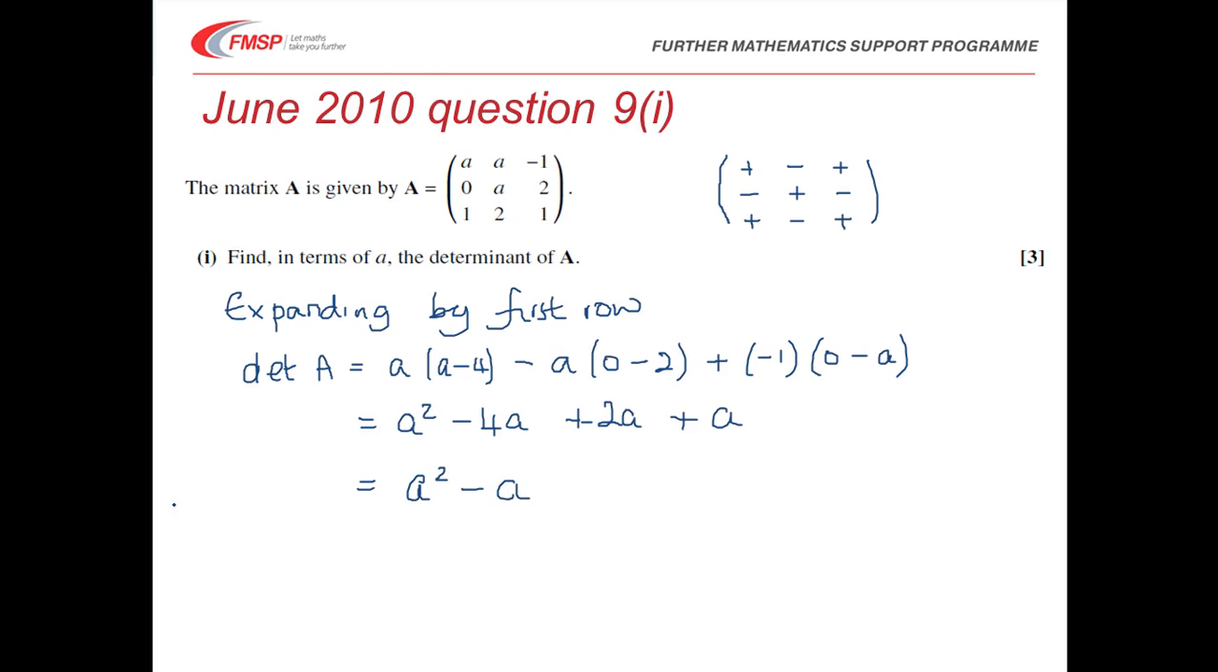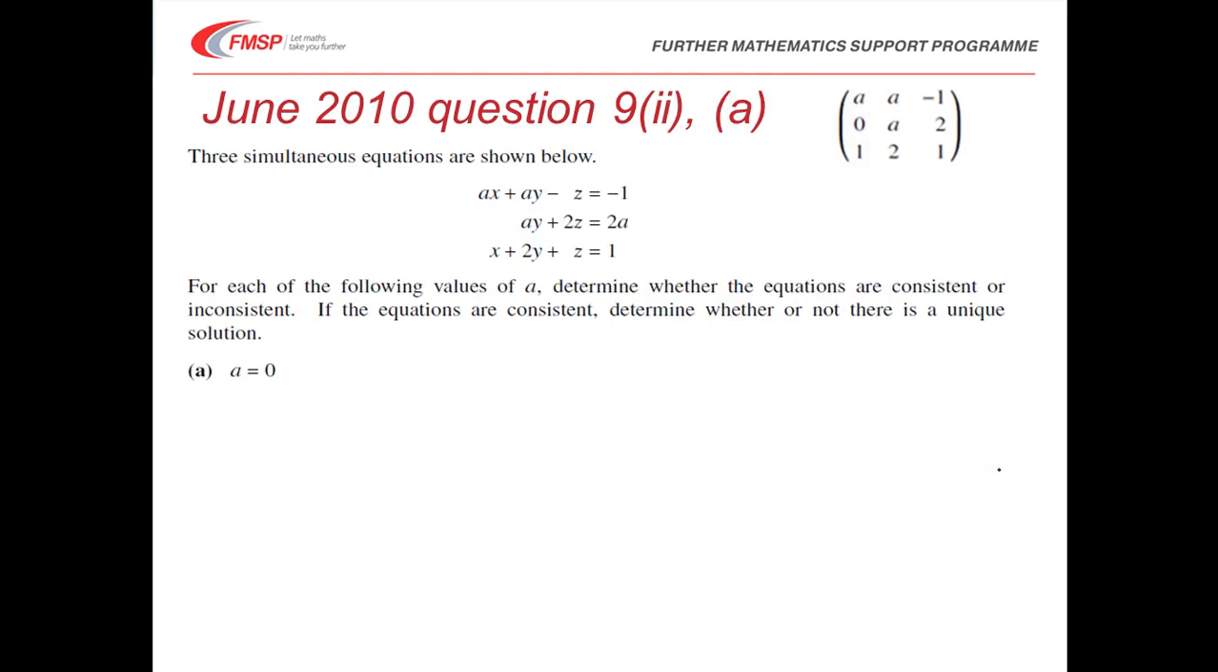So there were 3 marks there for finding the determinant. The first mark was for using a correct method, so you got a method mark for trying to expand by a row or column. You also got another method mark for getting any of the 2 by 2 matrices sorted, and then you got an accuracy mark at the end here. So 3 marks in total. So let's have a look at the second part then.